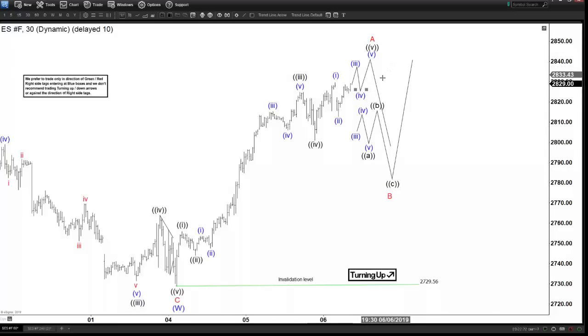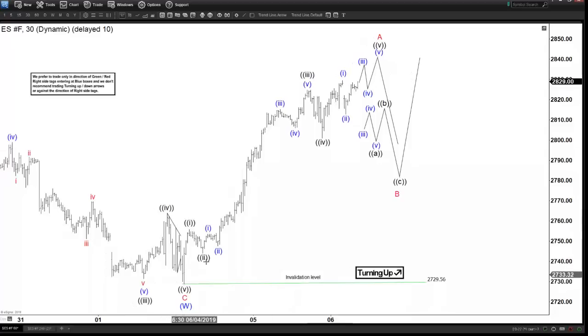Now number two, since we do see 5 waves up from here, what that means is that likely the pullback can find support if we do finally get a pullback. As long as the pullback stays above this 27.29, we can see at least another leg higher in the C leg, right, to finish at least some sort of ABC zigzag.